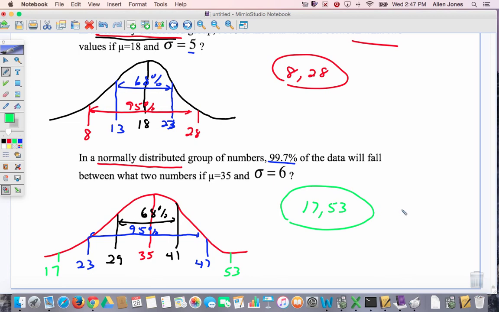So there's a look at our normal distribution curve. We looked at Chebyshev's theorem, and we looked at the coefficient of variation to compare the spread of two numbers.